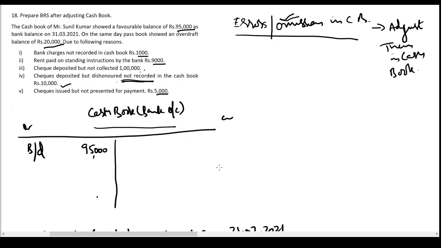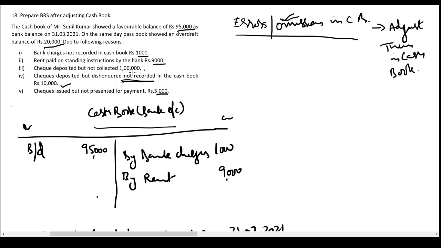So let us pass the entry now. We know that it's our mistake. However, we have to record the entry, only then the balance will tally. So we'll record it as a withdrawal, by bank charges, rupees 1000. Next, rent paid on standing instructions by the bank, 9,000 rupees. Again, by rent. It's a withdrawal. When we issue a check, we pass the entry rent account to bank. So bank account is credited 9,000. Again, an omission which we have done, we have corrected it.